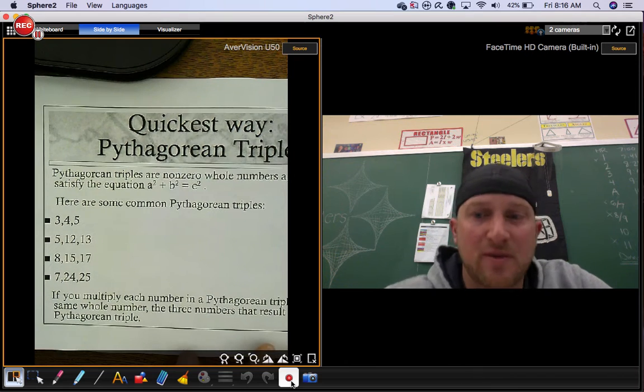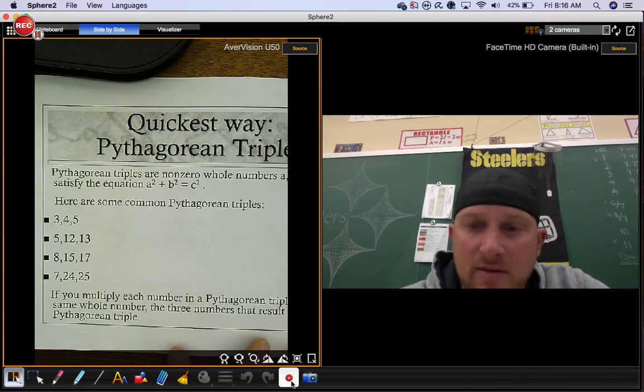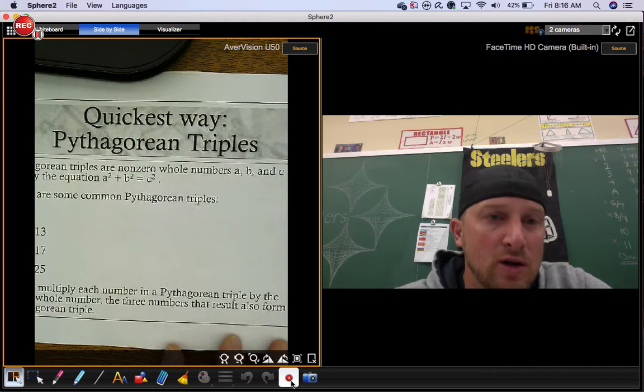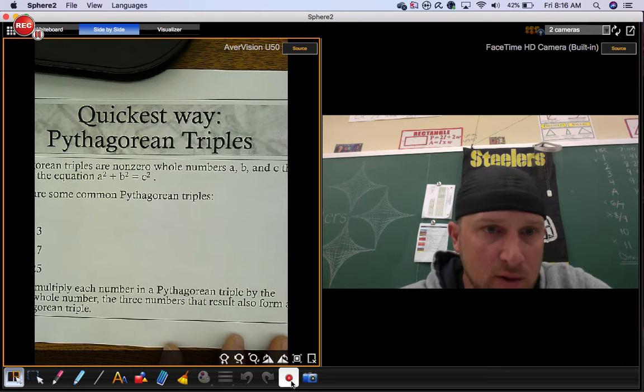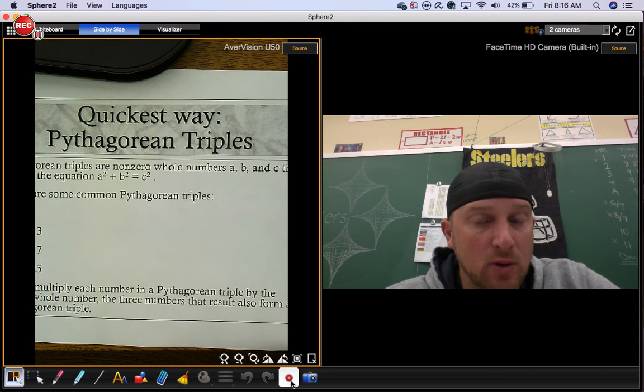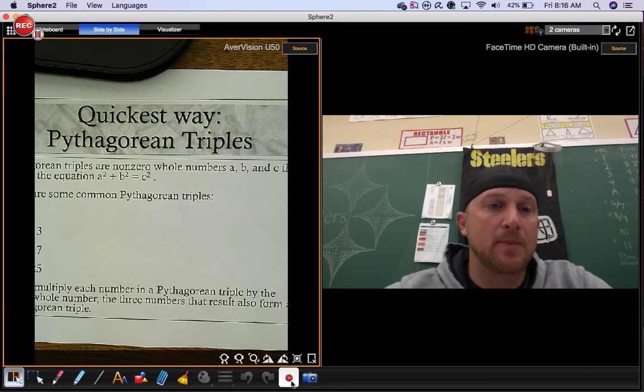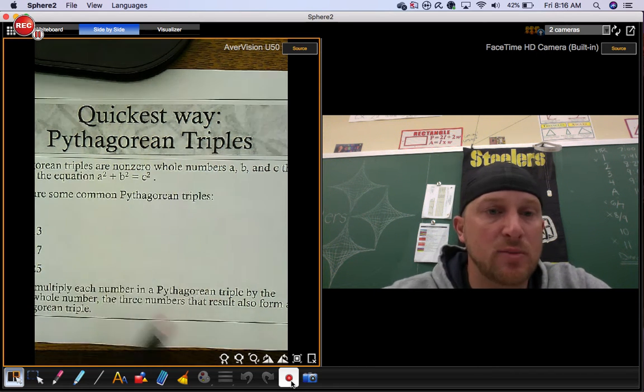This is another part of our lesson on 6.6 Pythagorean theorem. We're going to look at the quickest way to solve a right triangle if you know two of the sides. It can't be applied all the time, but when it can, it saves you a ton of time. It's the concept of Pythagorean triples.